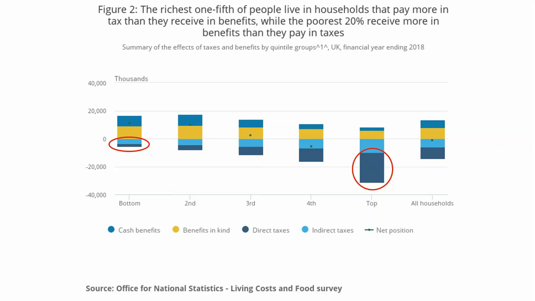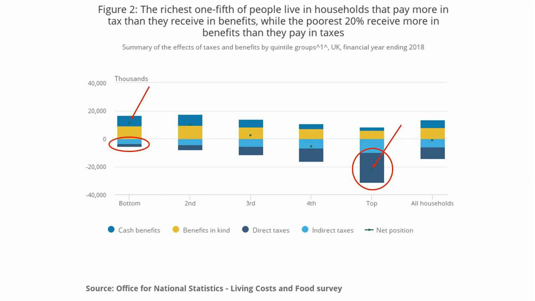Overall, the poorest 20% receive more than they pay, in cash benefits and in benefits in kind. And this little dot that you can barely see represents the net impact, which is above zero. For the top 20%, they're net contributors to the tax system. That's that dot down there. You can see their net position. They pay out much more than they receive in cash benefits.